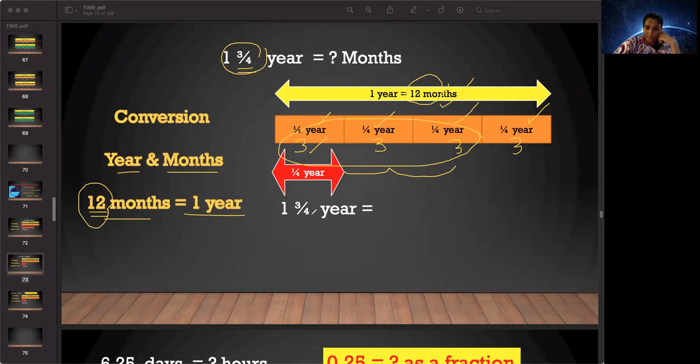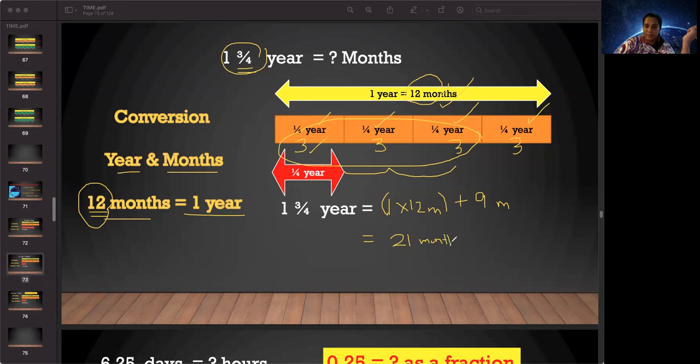So 1 3/4 years, you take 1 times 12 because 1 year has 12 months. You do this multiplication and you add 3/4 of the year, which is 3 plus 3 plus 3, which is 9 months. And that would give you 12 plus 9. That would give you 21 months.